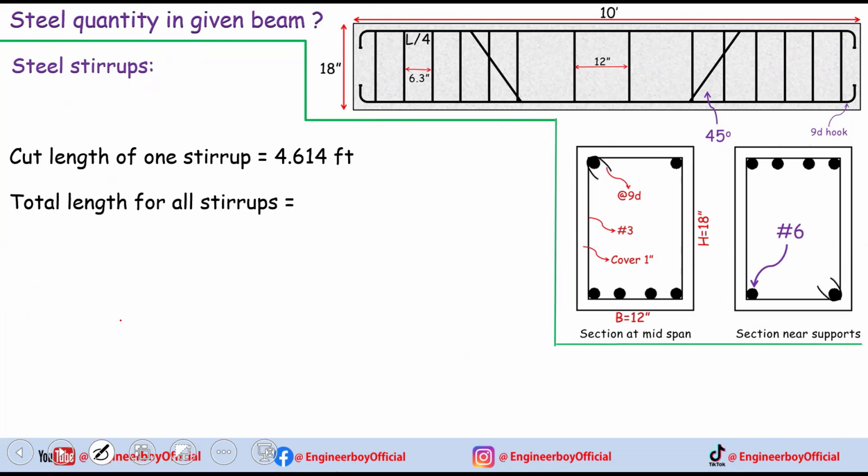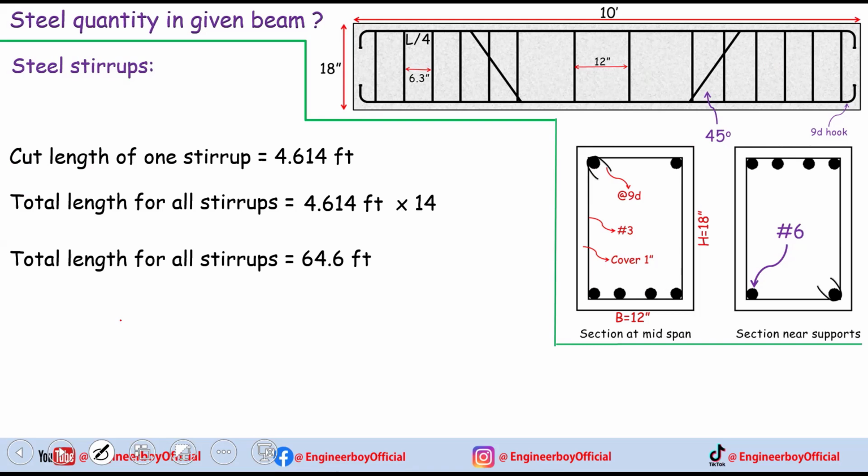Very simple. Let's just determine the cut length of one stirrup, and that's just 4.6. Now, the total length for our stirrups, we actually need the number of stirrups, okay? And that's 14. You can count them from the long section. The long section must be given, okay? And you can just study that from the structural drawings, okay? So you can just count the number of stirrups. The total length for all stirrups can be 64.6 because we have multiplied the two things.